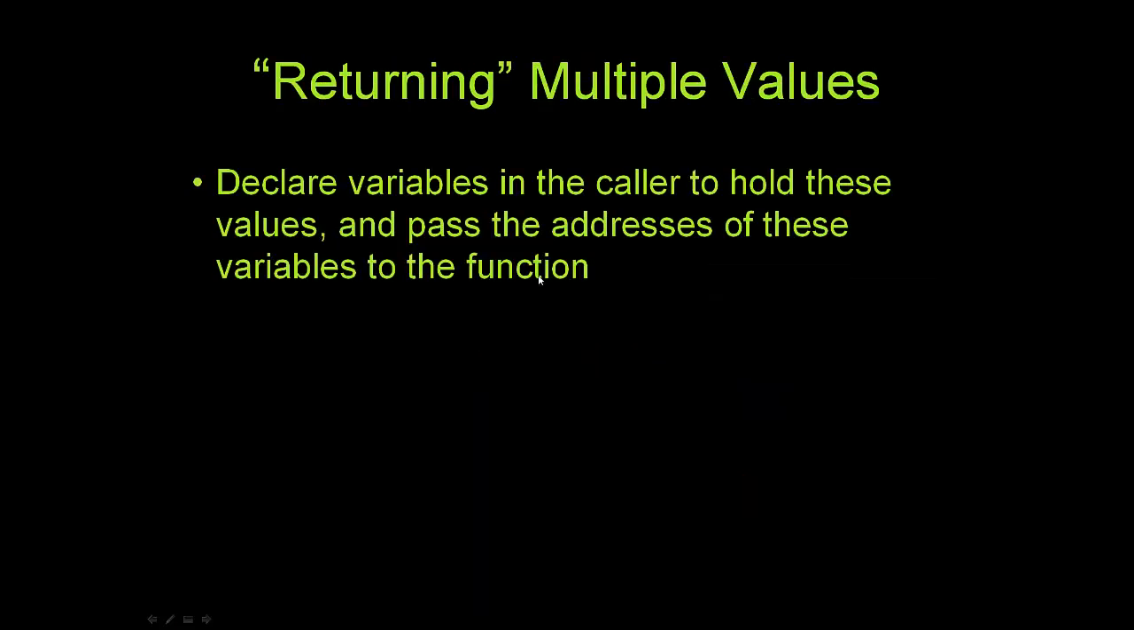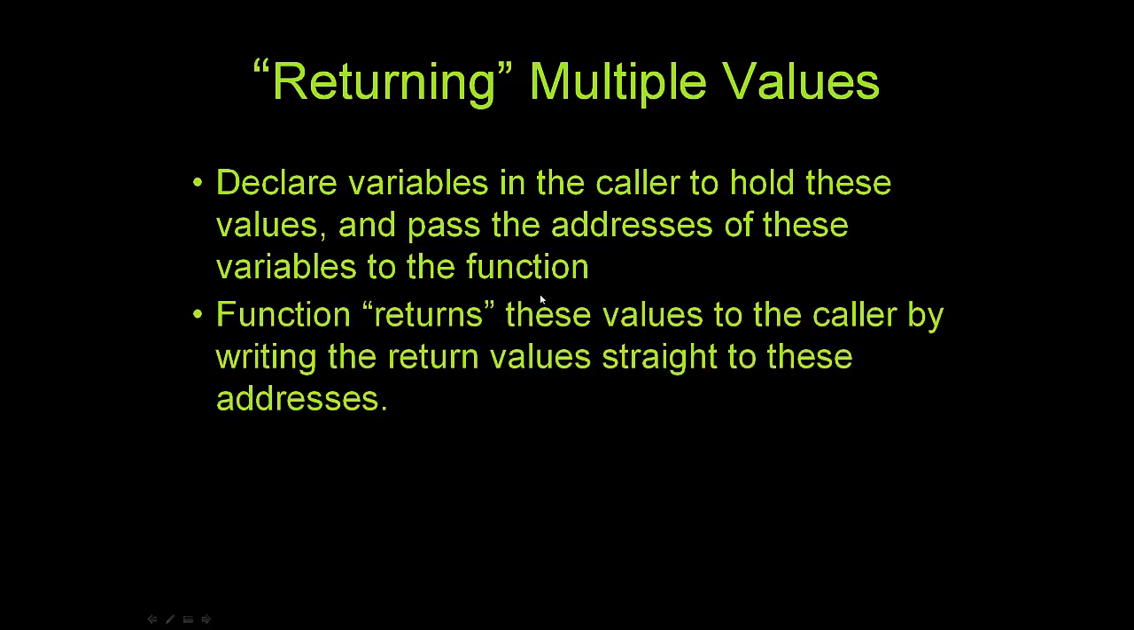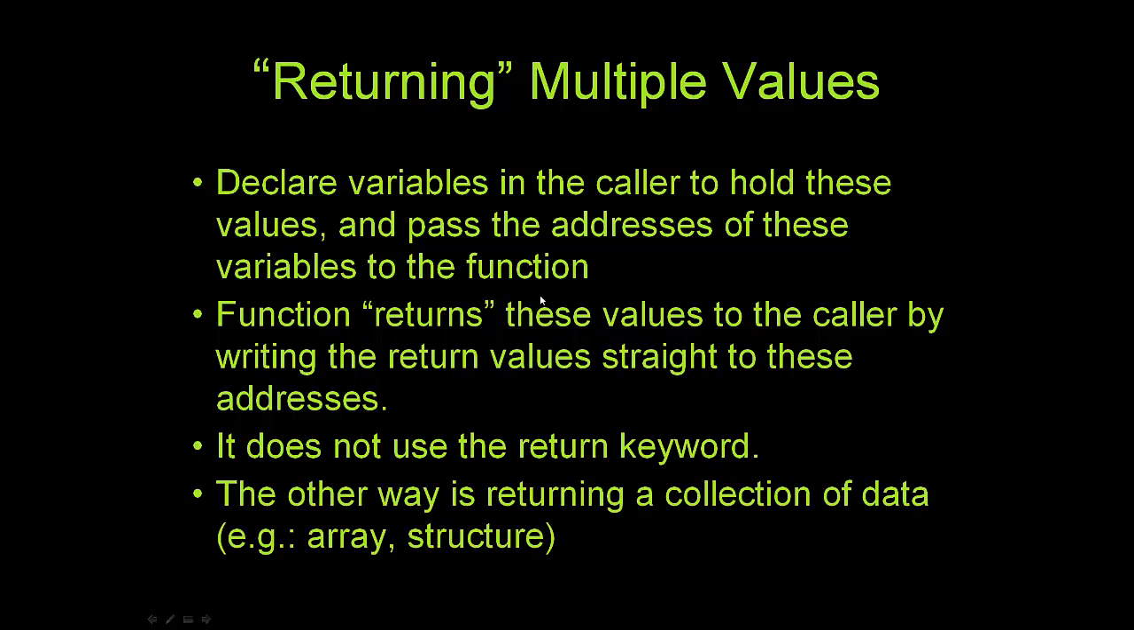Okay, next question is how do you actually return multiple values? So what you can do is that you can declare the variables in the caller to hold these values, right? And then you pass the address to these variables, and then essentially in the function you will just return by actually writing into those memory addresses. Okay, this is how C does it, and it doesn't use the return keyword at all. Then the other way of doing it is to return a collection of data, like a struct or array.